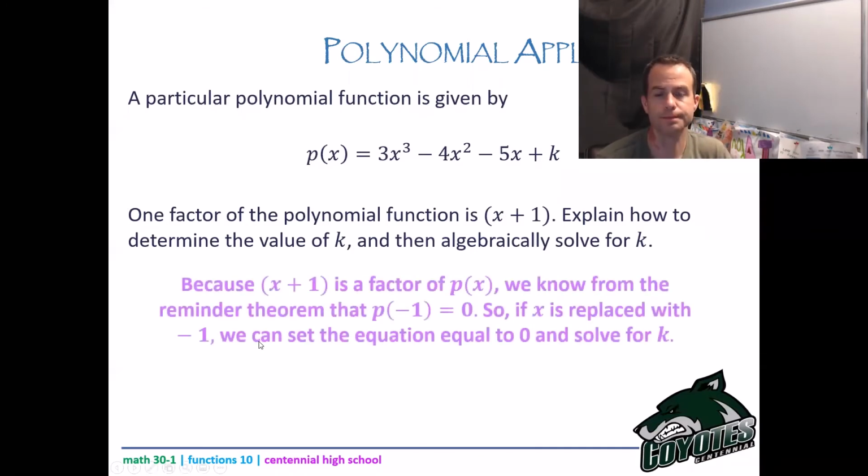Okay, so because this is my explanation, because x plus 1 is a factor of p of x, we know from the remainder theorem, that's just a remainder theorem, not reminder theorem, that p of negative 1 will be 0. So if x is replaced with negative 1, we can set the equation equal to 0 and solve for k. There's my explanation, okay? If this was a written response question on a diploma, this would be like a 2-point question. 1 point is coming from your explanation. 1 point is to now actually do it, okay?